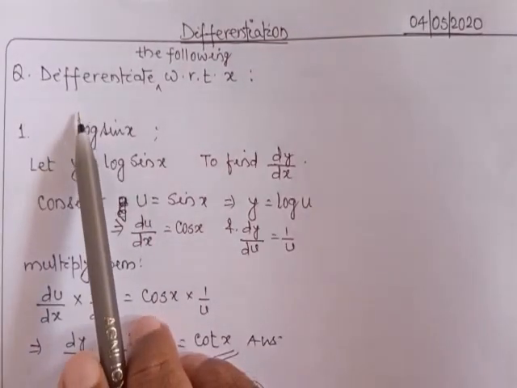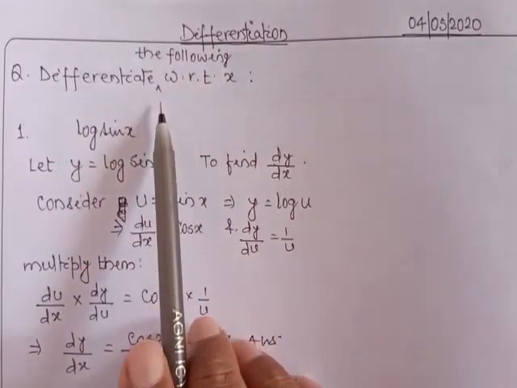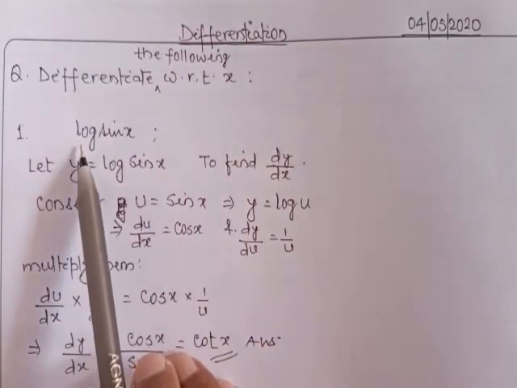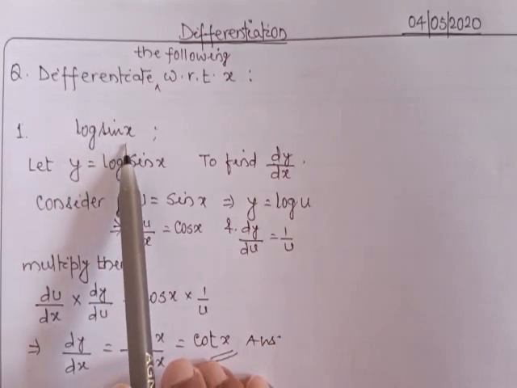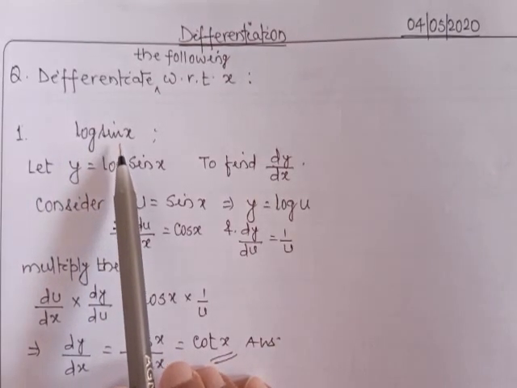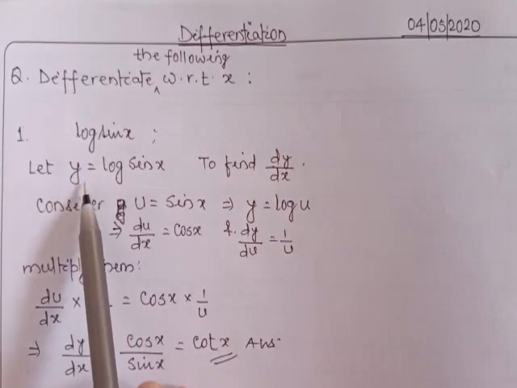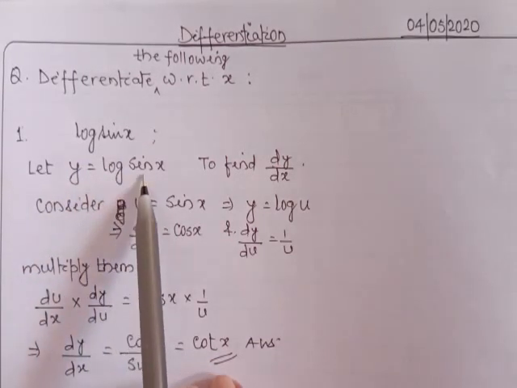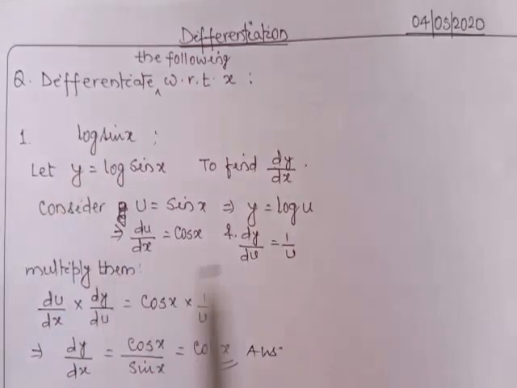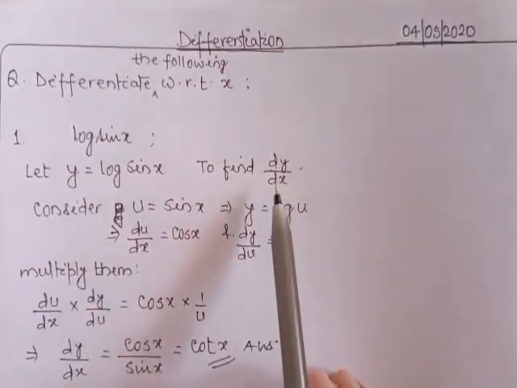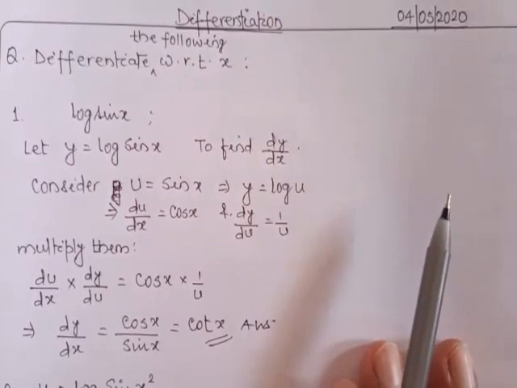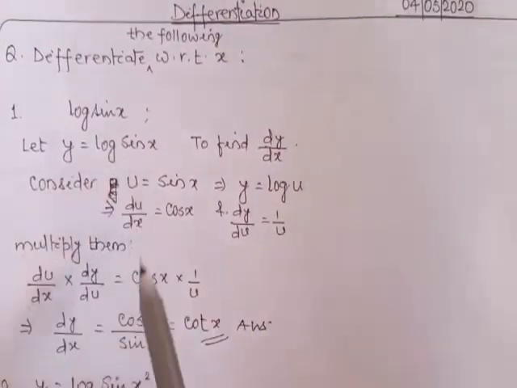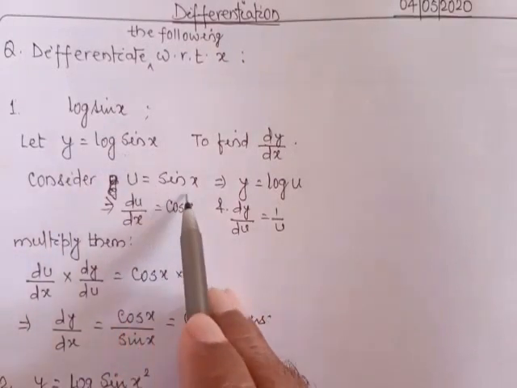Differentiate the following with respect to x. Your first question is log sin x. In the very first step, consider y as log sin x. So let y is equal to log sin x. Then we have to find dy by dx because it is a function of x. So now consider this sin x as u.